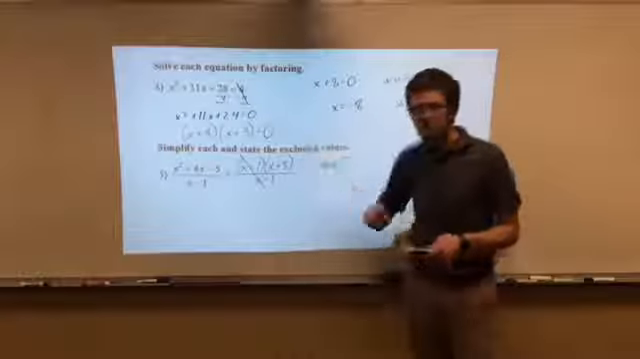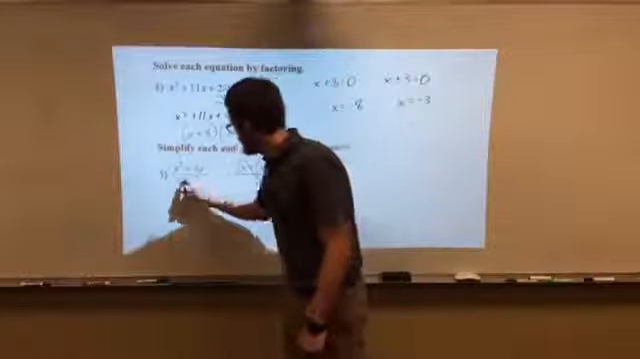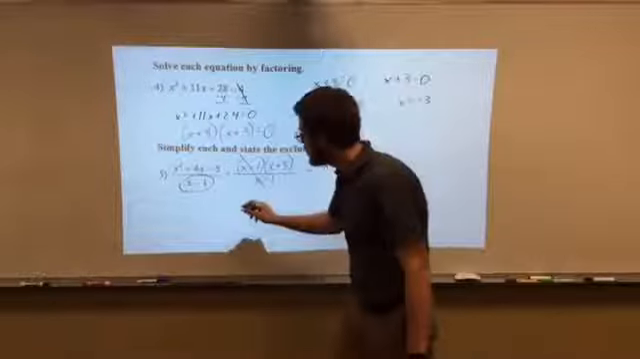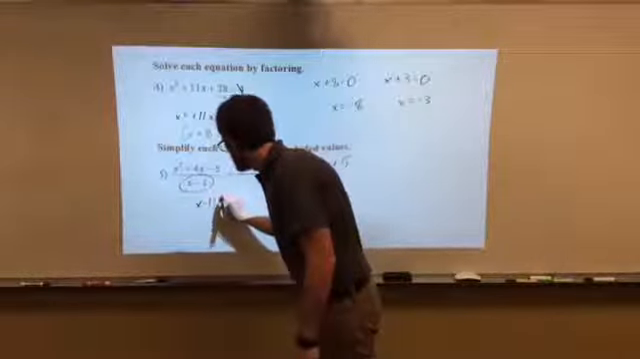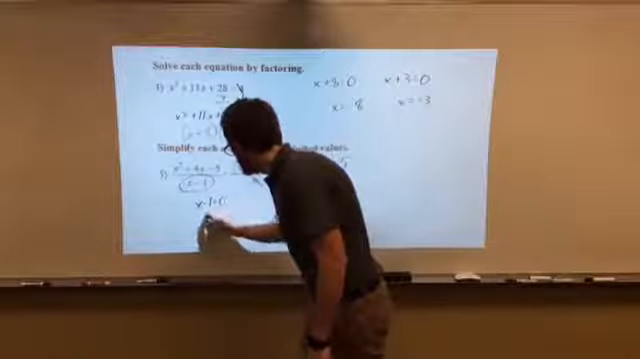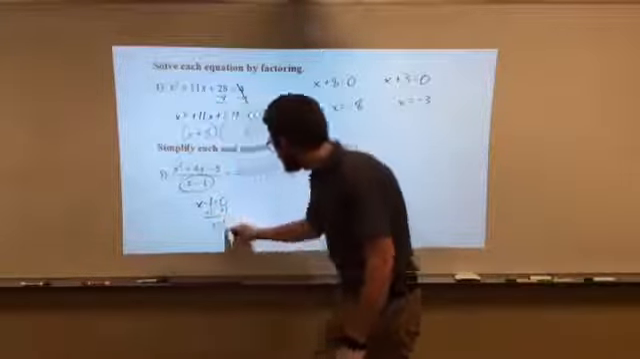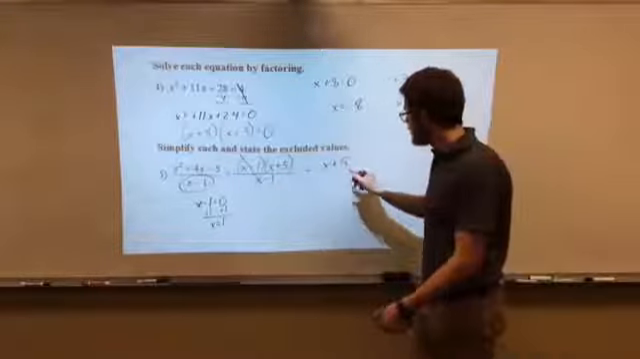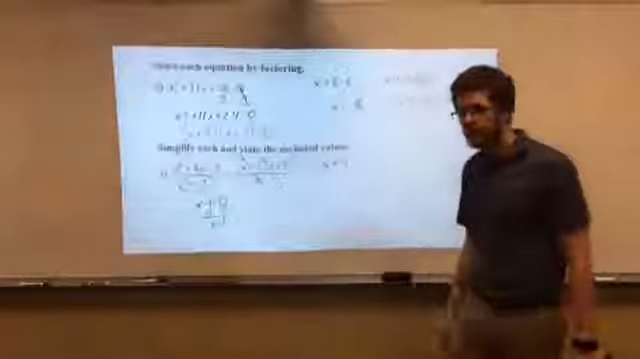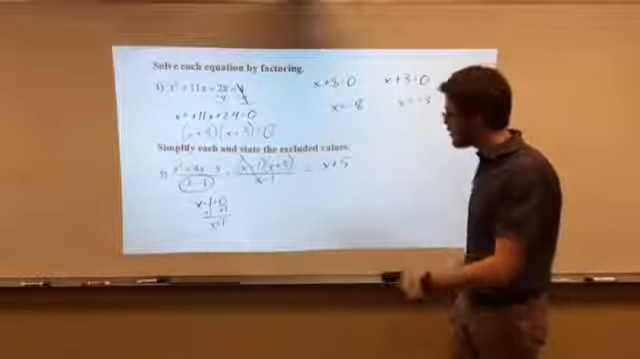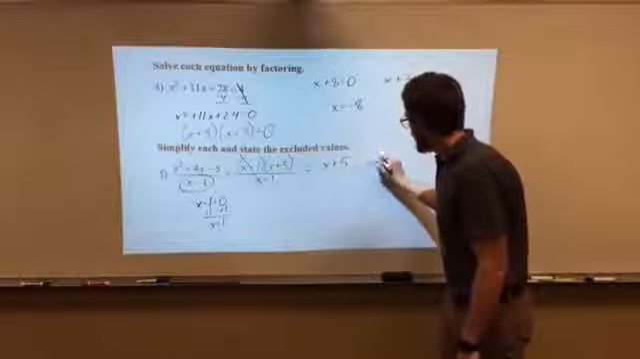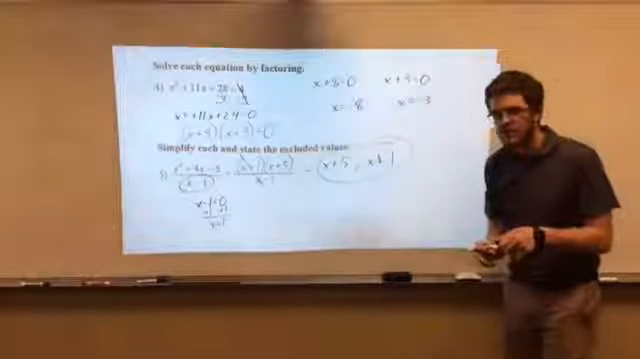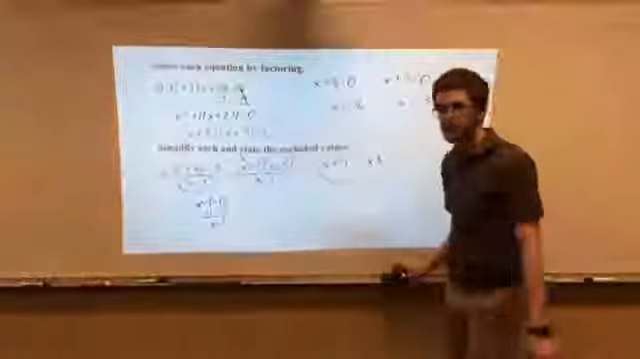But to state the excluded values, we need to set our original denominator equal to 0. So we set x minus 1 equal to 0. We solve this to find out that when x is 1, our denominator is 0. That is bad. So x plus 5 is our simplified expression where x cannot equal a positive 1. So this is our simplified expression with our excluded values.